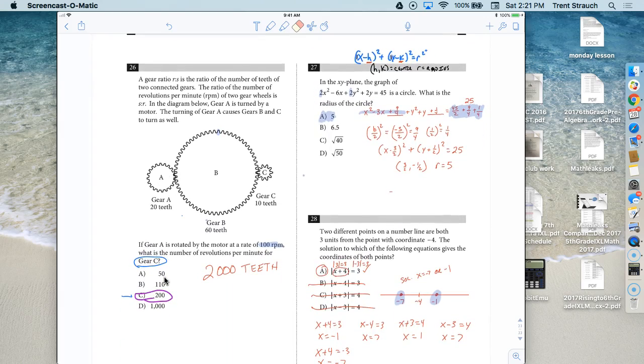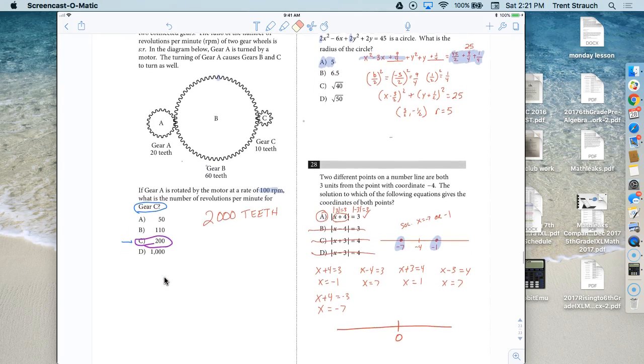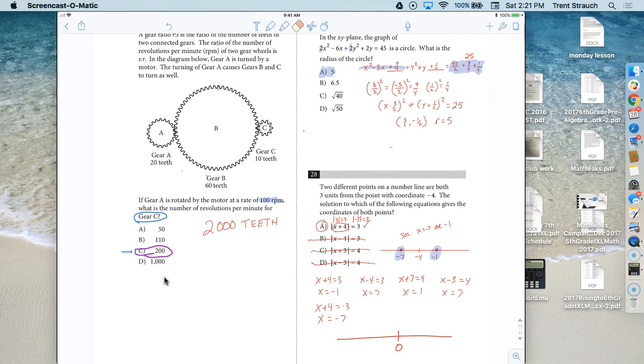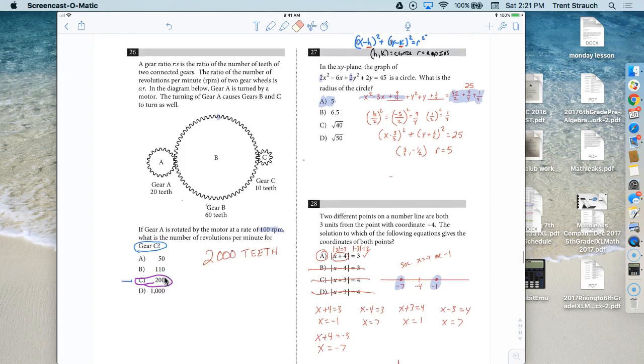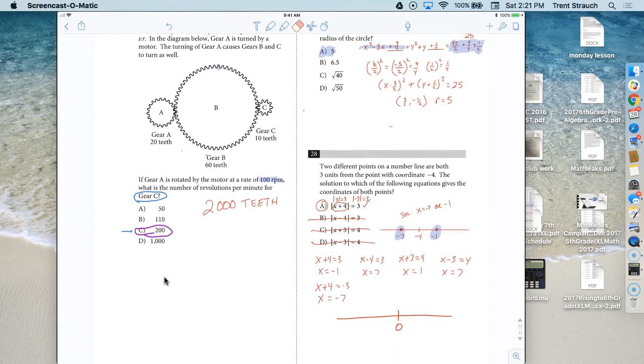All right, now 26 looks hard, but it's easy. So everybody take a look at 26. Should have had C. 27 was A. And 28 was A also. All right. Everybody good? I didn't know 28. 28? All right, I'll show you how to do 28.